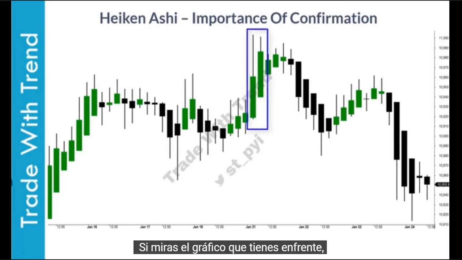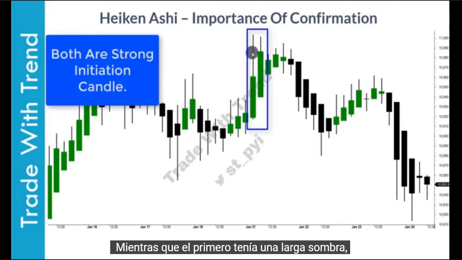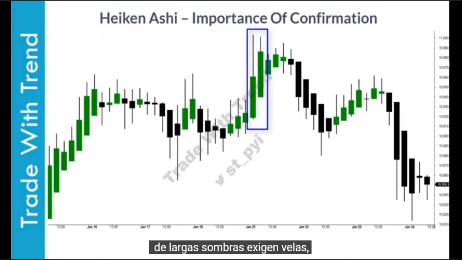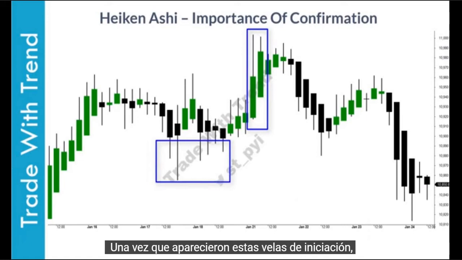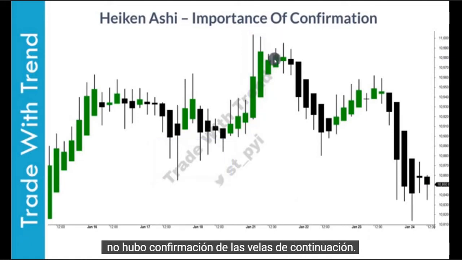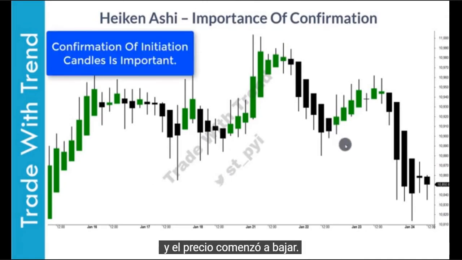If you look at the chart in front of you, these are two initiation candles that are visible here. Now, while the first one had a long shadow, second one reaffirmed the direction of trend and momentum. These two candles were coming on back of long shadow demand candles as I've marked here on the chart. Now, once these initiation candles showed up, there was no confirmation from continuation candles. We just got a couple of indecision candles here and price started moving lower.